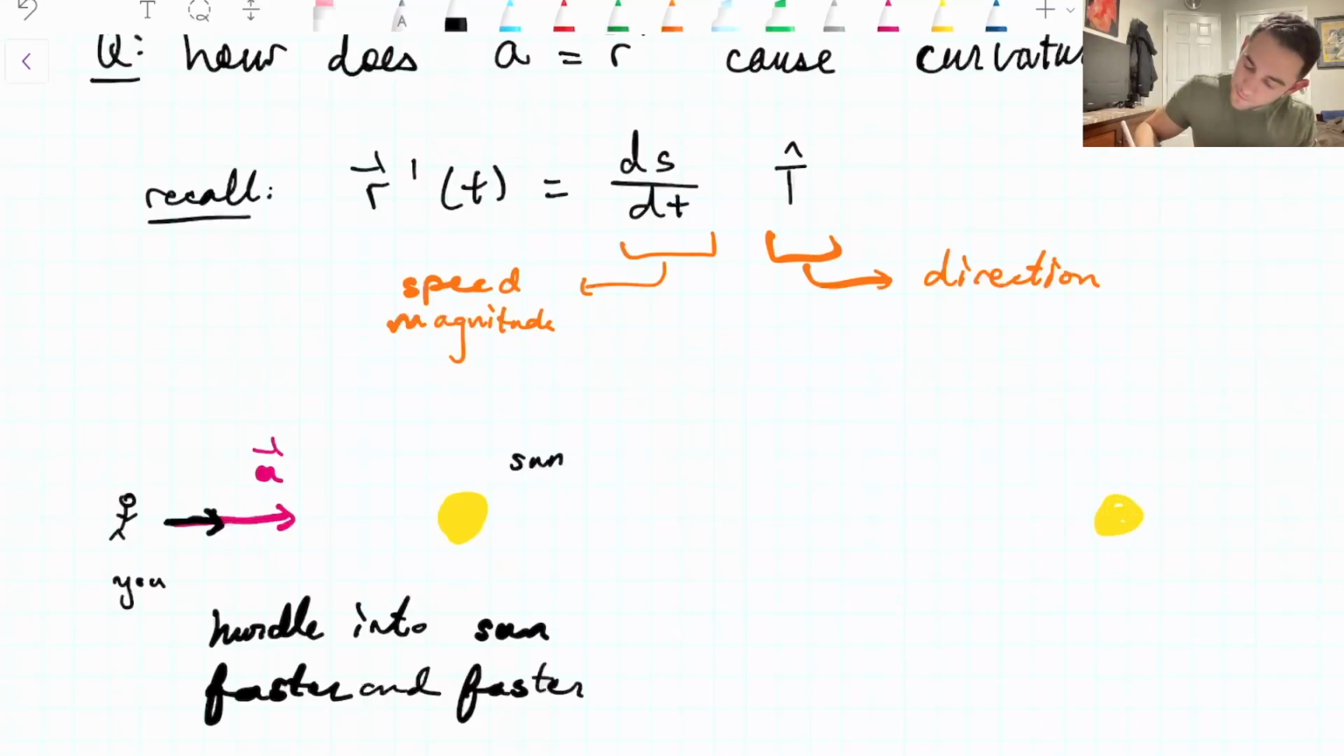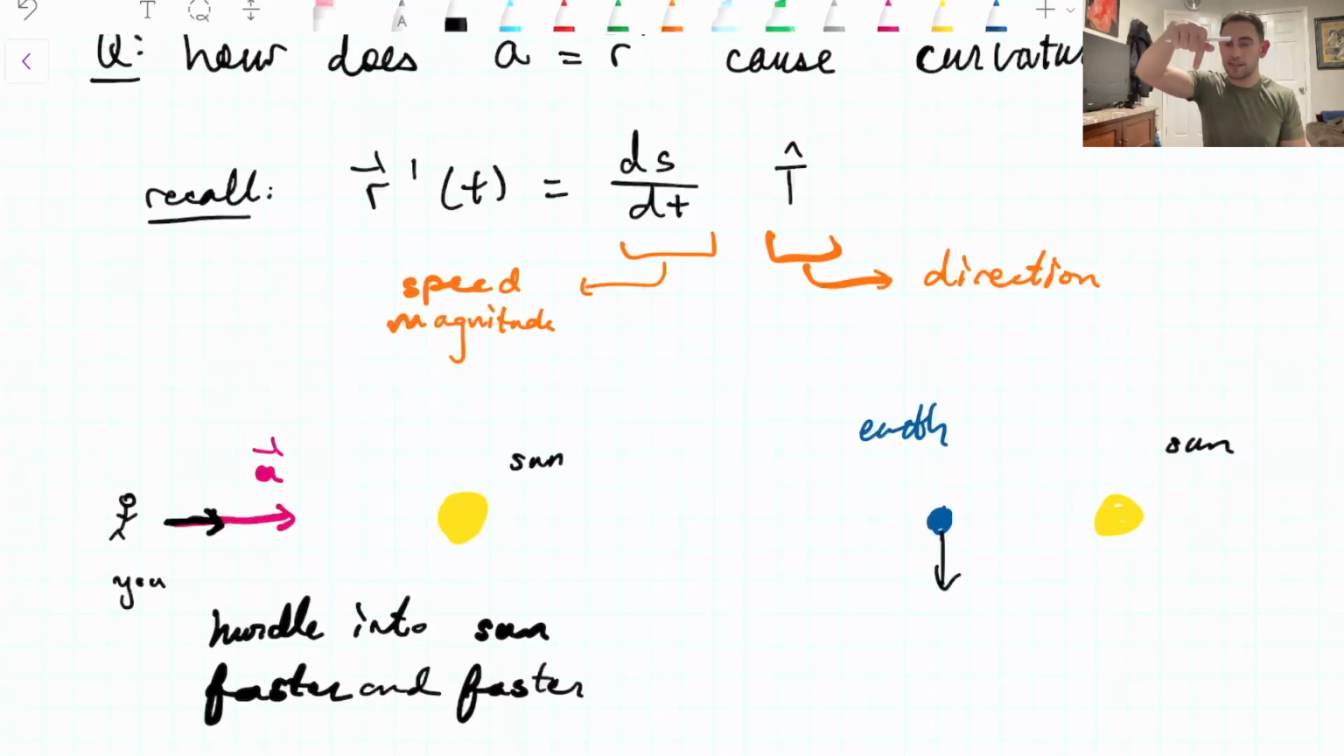However, in another scenario, if I were to draw the sun and I were to draw you, oh, how about this? I'll draw the Earth. So here's the Earth. Of course, the Earth isn't headed directly towards the sun. The Earth is always moving sort of tangentially. Then we know that when the Earth is sort of moving perpendicularly to this acceleration vector, what results is a circular orbit.